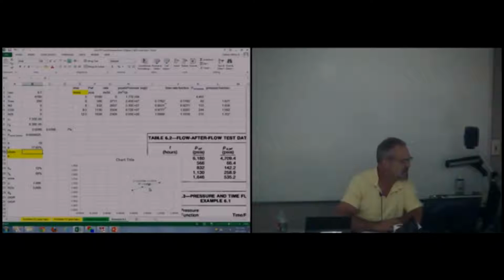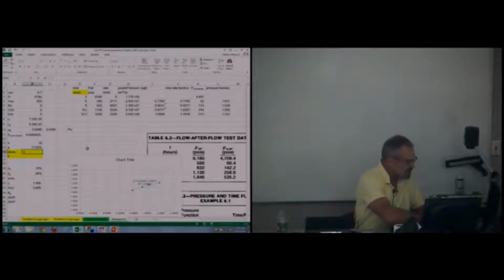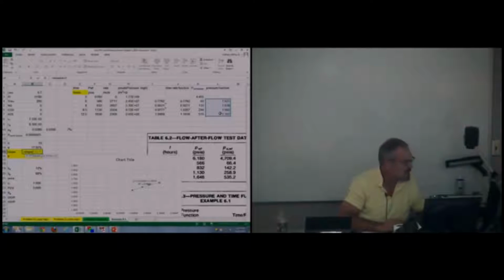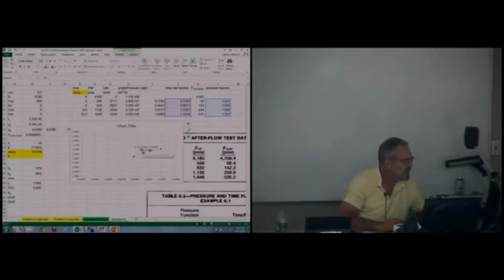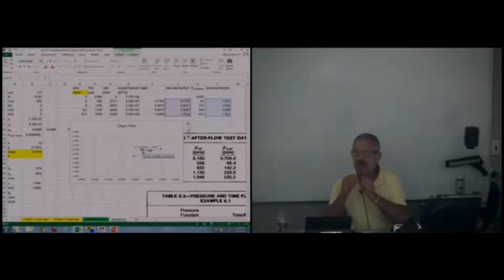And if I want this slope, I can just say equals slope. That's a built-in VB function. Known y's is my pressure function. Known x's are my time rate function. And see, now I have the same number in my spreadsheet that appears in my trend line, 0.2138. Does everybody get that?